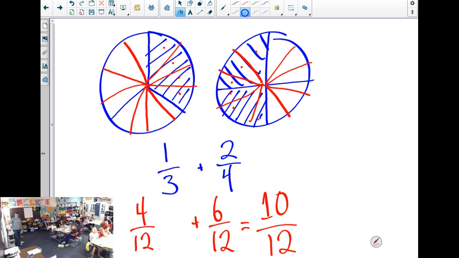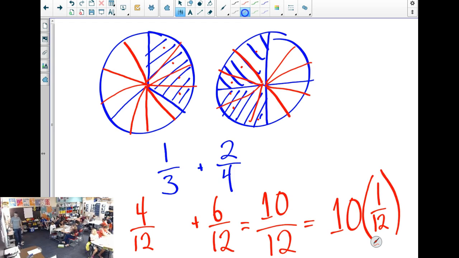Now, another way that I could say this, Aiden, is I have 10 slices that are each 1/12 of the pizza, and that's the same as 10/12ths. Well, nah. Because this is 10 of 1/12. 10 at the size of 1/12 each. Does that kind of make a little bit more sense for why we have to do the denominator?